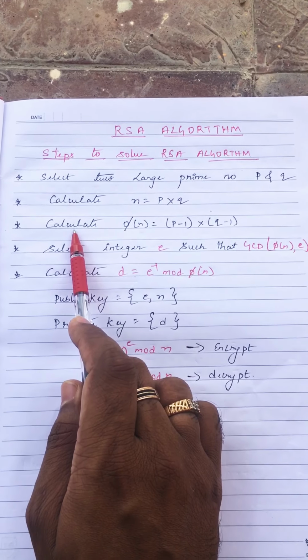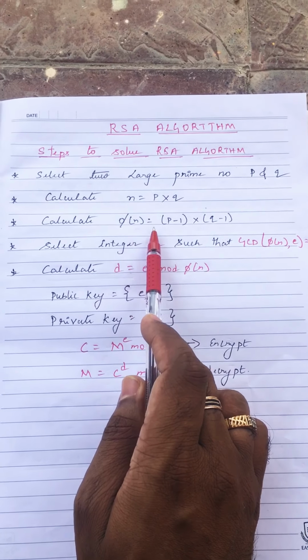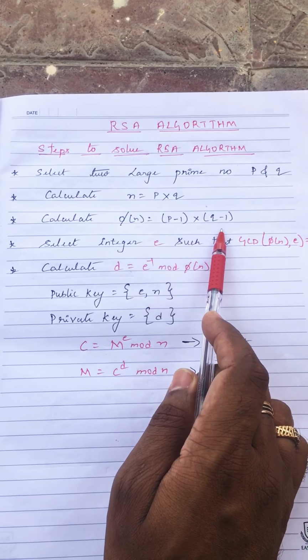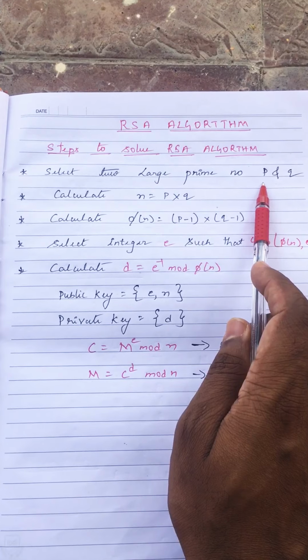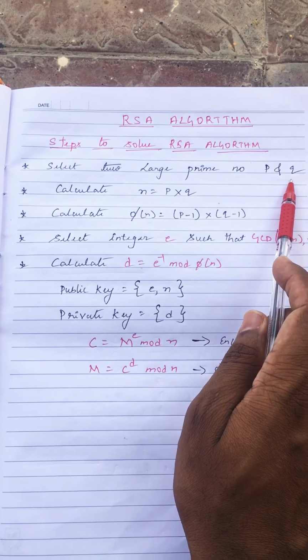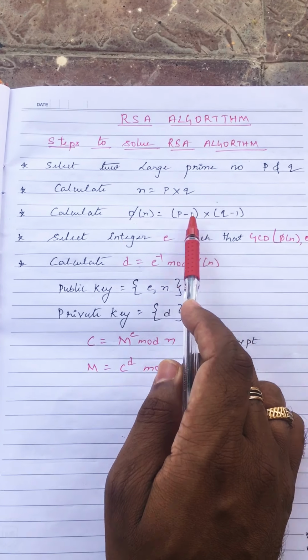In the third step, we are going to calculate phi of n. Phi of n is equal to (p minus 1) into (q minus 1). Whatever number we take as the prime number p, and whatever number we take as q, we subtract 1 from each and multiply, and we get phi of n.